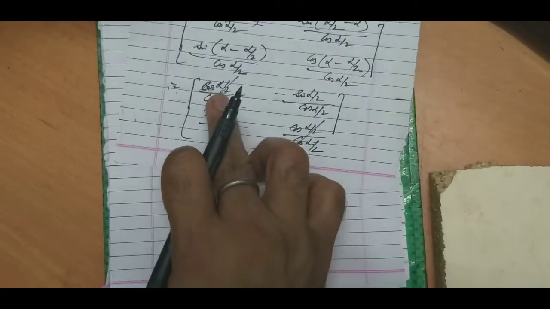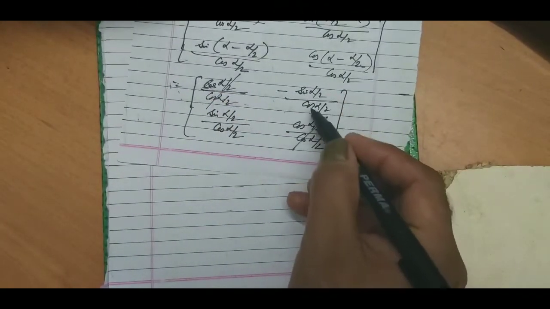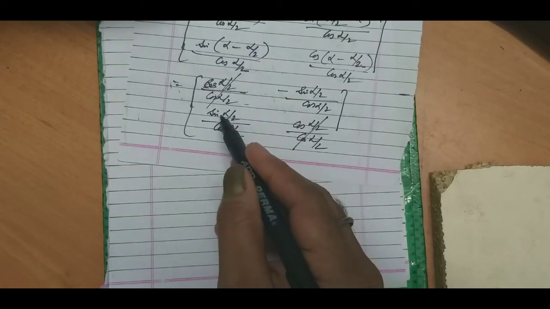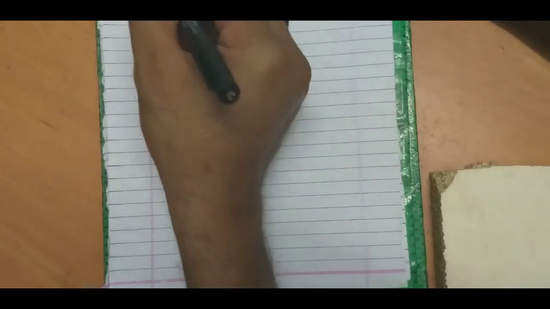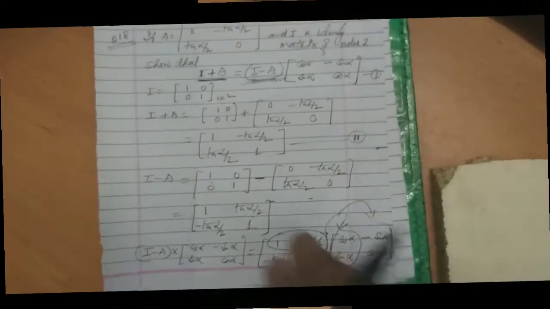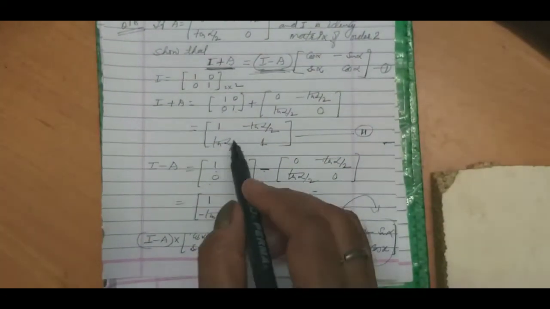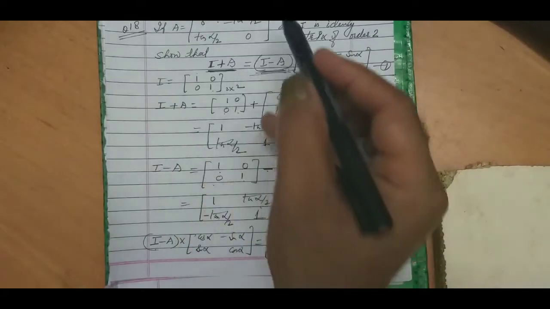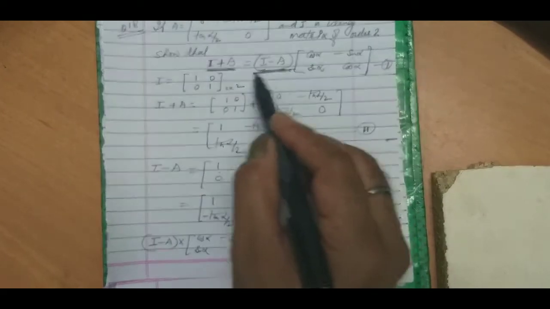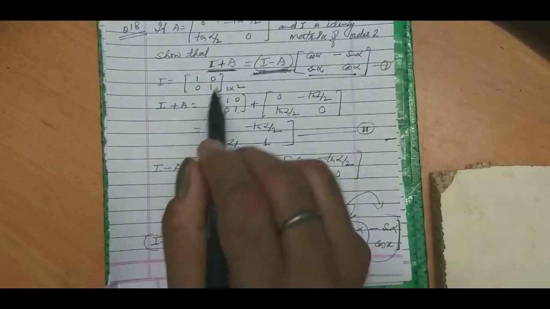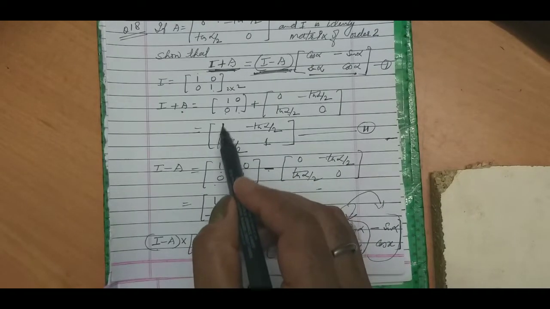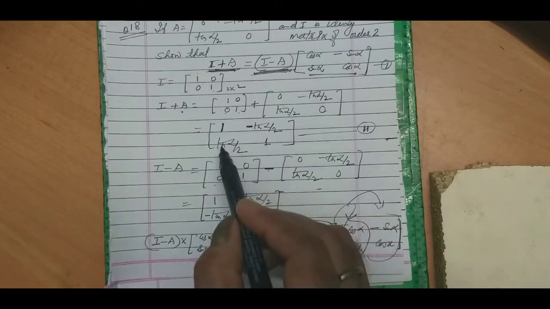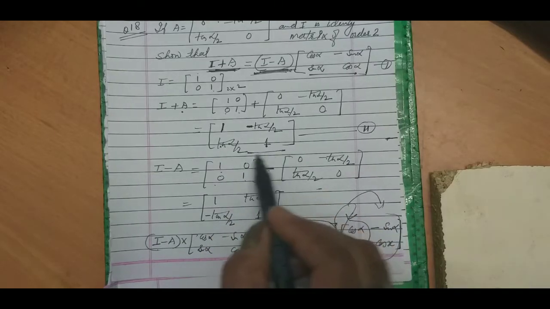As we have here 1 minus sine upon cos, tan alpha by 2, sine alpha by 2 upon cos alpha by 2, tan alpha by 2, and this is 1. So we are going to write here what we were supposed to prove: that I minus A into this one is equal to I plus A. Now what is I plus A? I plus A is 1 minus tan alpha by 2, tan alpha by 2, 1. That means this should be our answer.